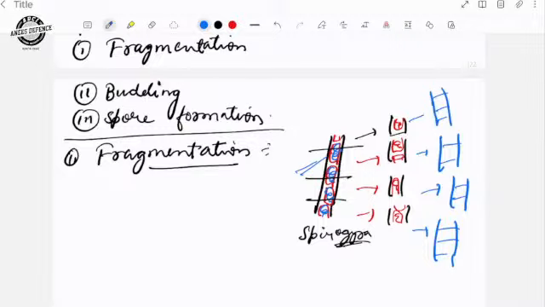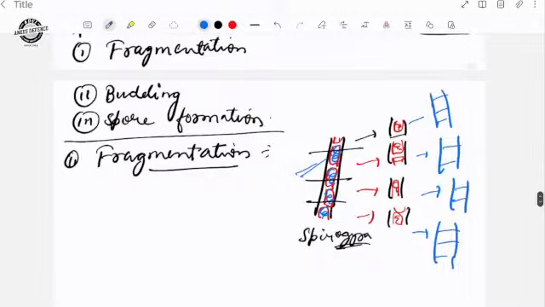If you take 10 fragments from one parent, each of the 10 is going to convert into a new individual. This is the main process of fragmentation you should remember. Understood? This is a very good example.